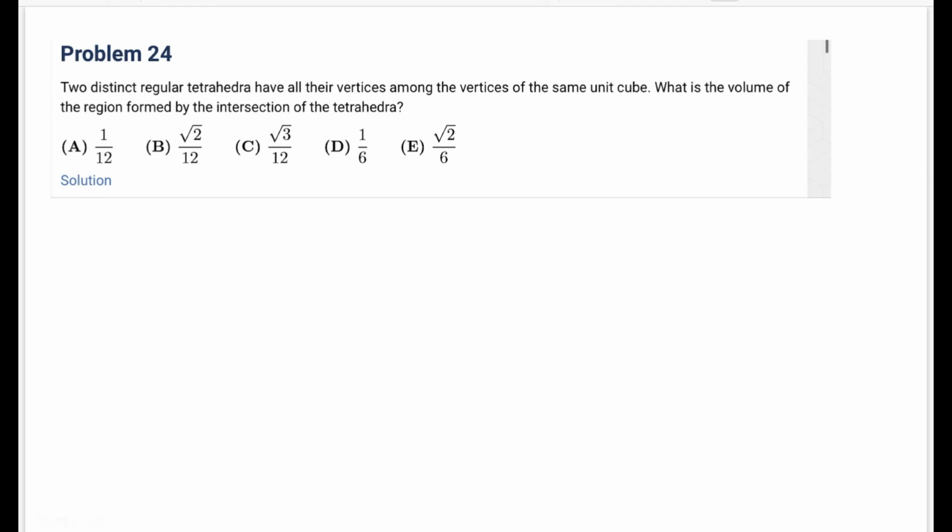Number 24. Two distinct regular tetrahedra all have their vertices among the vertices of the same unit cube. What is the volume of the region formed by the intersection of the tetrahedra? Okay, so let me try to draw this as bad as my drawing skills are.